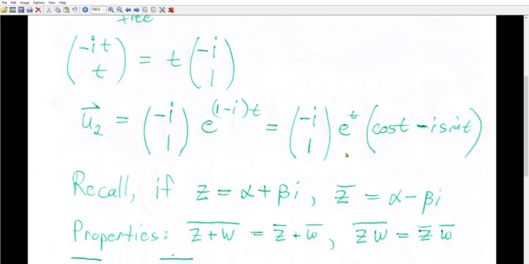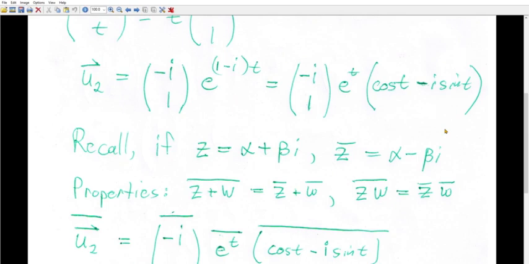And we write this thing out again. That's going to be e to the t times e to the minus it. And what's e to the minus it? It's the cosine of minus t, which is cosine t, plus i times the sine of minus t, which is minus sine t.